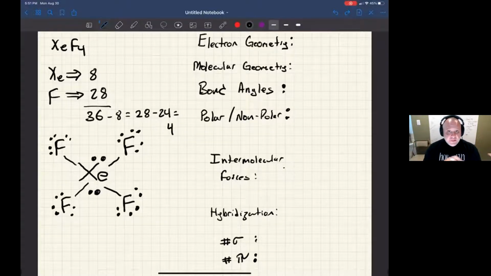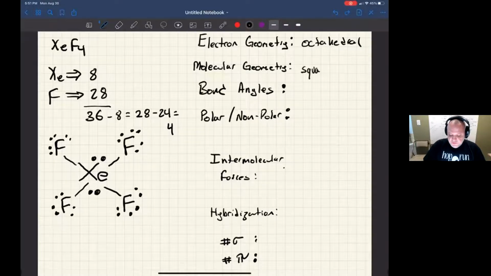The electron geometry will be based on the 6 geometry groups. I have 4 bonds to fluorine, so that's 1, 2, 3, 4 geometry groups, and then I have 2 lone pairs. That's a total of 6 electron groups or geometry groups, and that means it's octahedral electron geometry. With 2 lone pairs, that octahedral electron geometry represents a molecular geometry of square planar. So the shape that only the atoms make is a square plane.